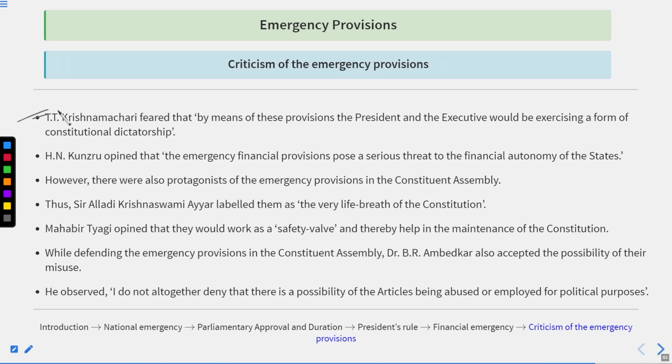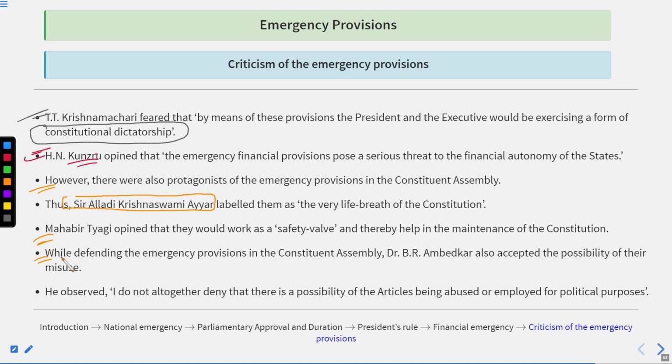Thereafter, T.T. Krishnamachari feared that by means of these provisions, the President and the executive would be exercising a form of constitutional dictatorship, because whatever they are doing is as per the Constitution, and the Constitution empowers this. H.N. Kunzru opined that the emergency financial provisions pose a serious threat to the financial autonomy of the state. We had just discussed that. However, there were also protagonists of the emergency provisions in the Constituent Assembly. Thus, Sir Alladi Krishnaswami Iyer labeled them as the very life breath of the Constitution. Mahabir Tyagi opined that they would work as a safety valve and thereby help in the maintenance of the Constitution.